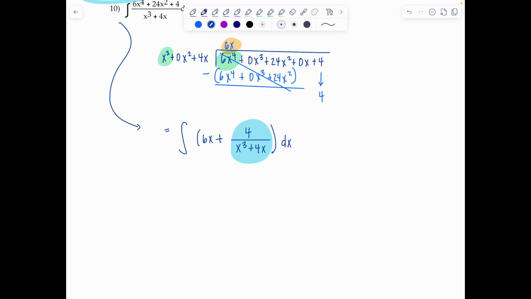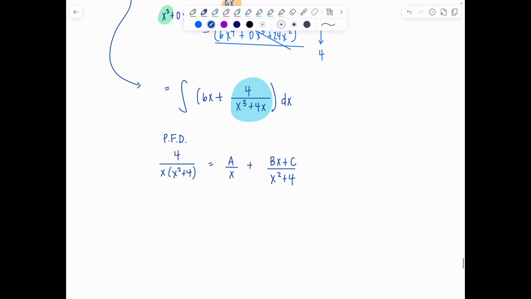Okay, so partial fraction time. 4 over, take an x out, then you're left with x squared plus 4. So the decomp will have the form a over x plus, you need bx plus c over x squared plus 4 because it's an irreducible quadratic. Now let's distribute, clear out the fractions. So 4 equals ax squared plus 4a plus bx squared plus cx.